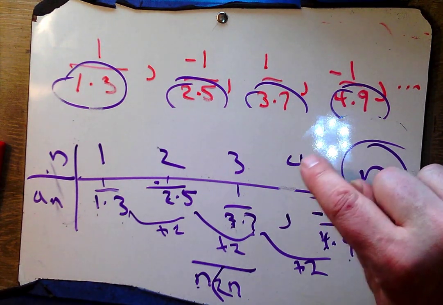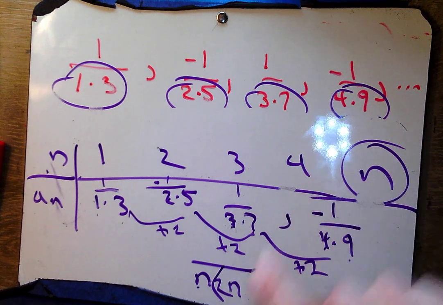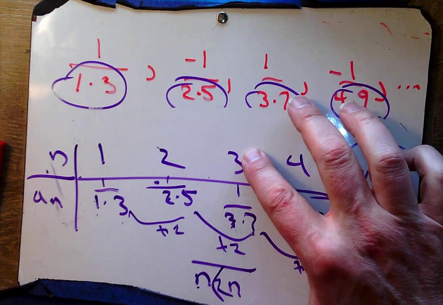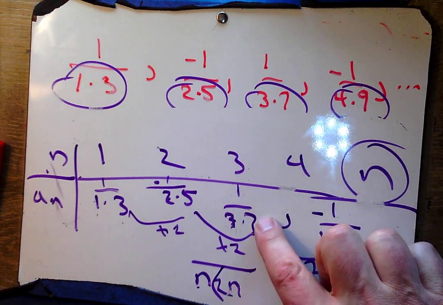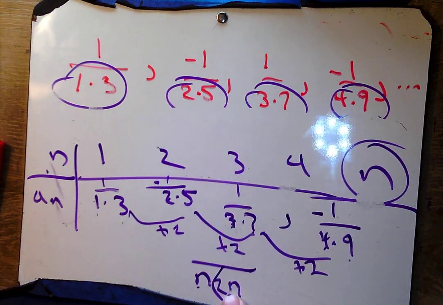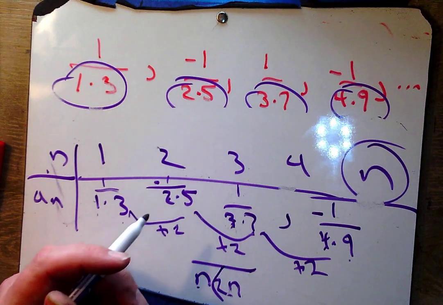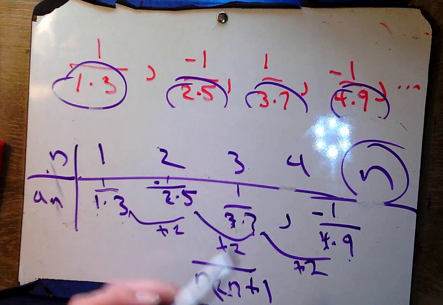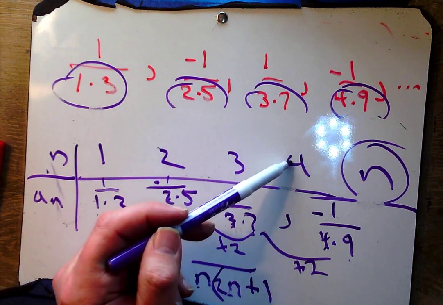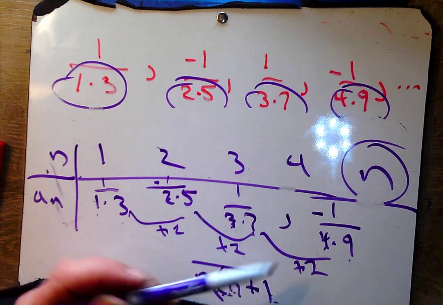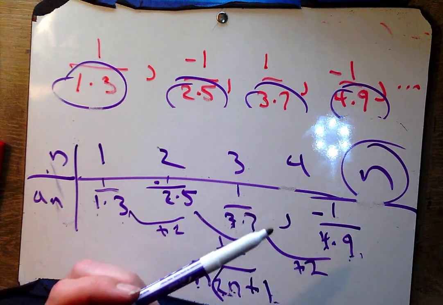Well, let's see. If I plug in a 4, 4 times 2 is 8. I need 9. If I plug in a 3, 3 times 2 is 6, but I need 7. If I plug in a 2, 2 times 2 is 4, but I need 5. So what do I have to add or subtract to make that part of the rule work? I'm going to have to add 1. And let's see if that works. If n equals 4, 4 times 2 is 8, 8 plus 1 is 9. Hey, that's 9. Well, that's nice.